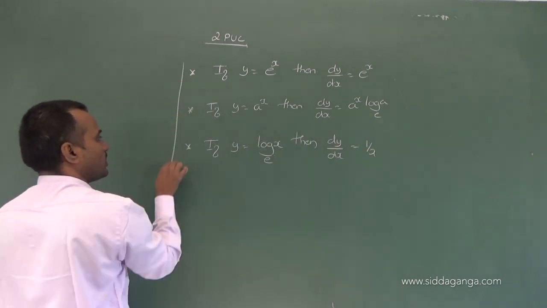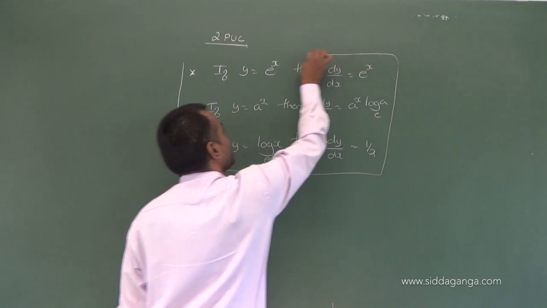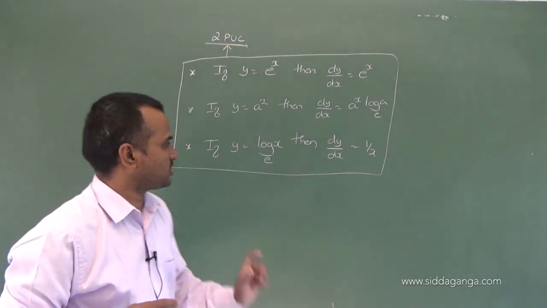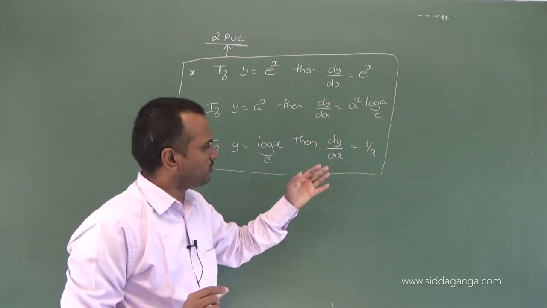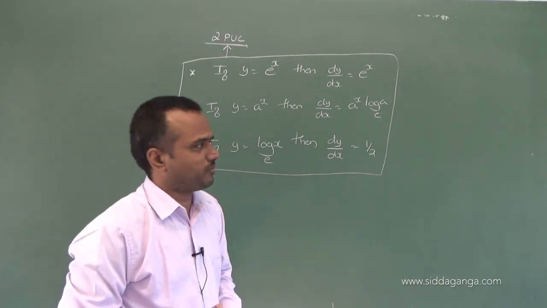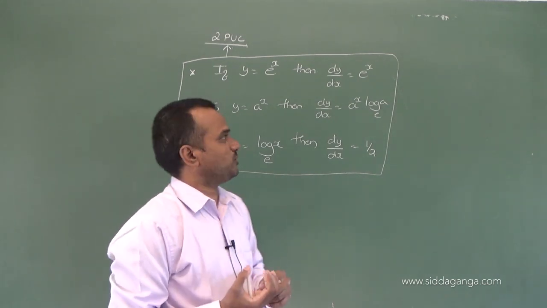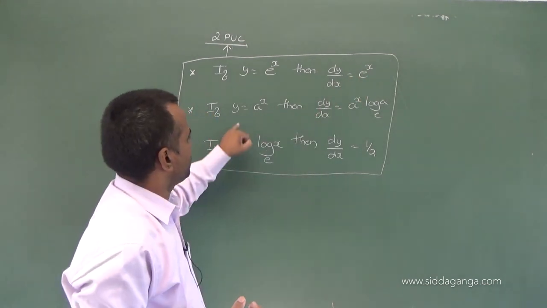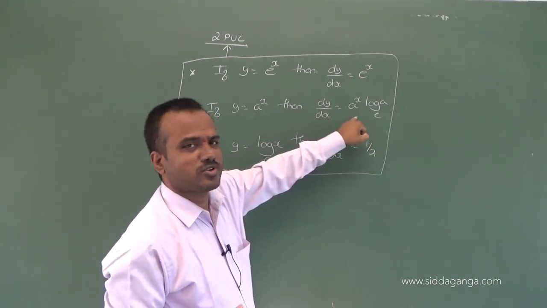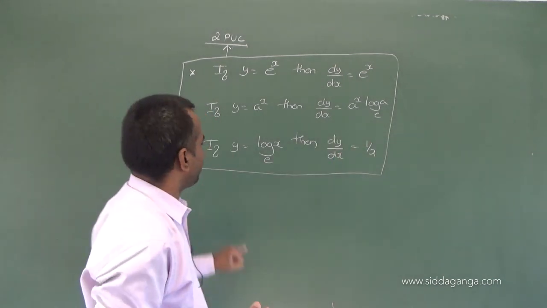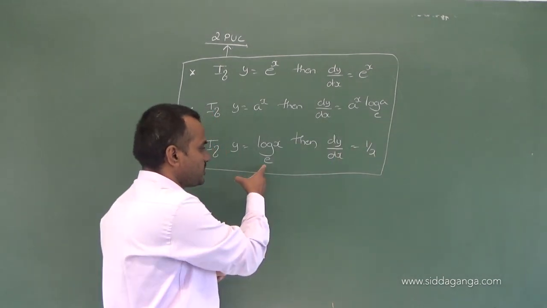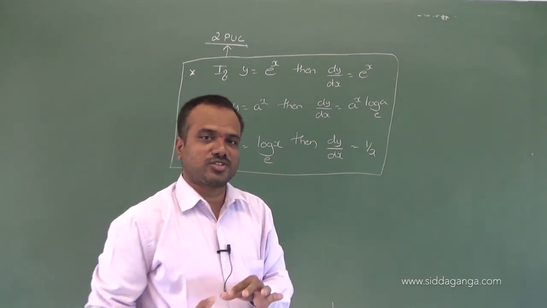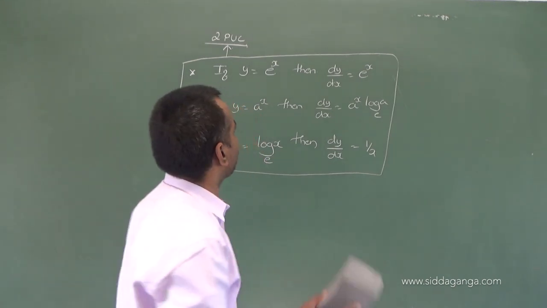These three formulas are not in first PUC syllabus, they are in second PUC syllabus. Very important. You perfect now only, no problem. It is very easy for second PUC. If y is equal to e power x, derivative of e power x is e power x. If y is equal to a power x, derivative of a power x is a power x into log a. If y is equal to log x to the base e, derivative of log x is what? 1 by x. Derivative of log x is 1 by x.